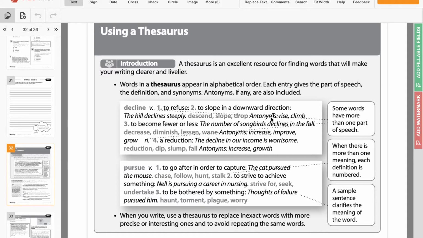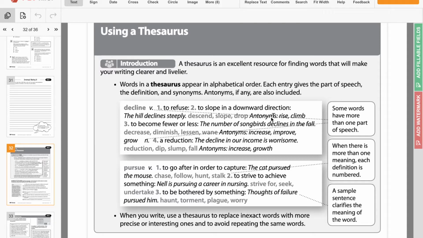Third definition is to be bothered by something. Thoughts of failure pursued him. Synonyms are haunt, torment, plague, or worry. So when you write, use a thesaurus to replace inexact words with more precise or interesting ones and to avoid repeating the same word.